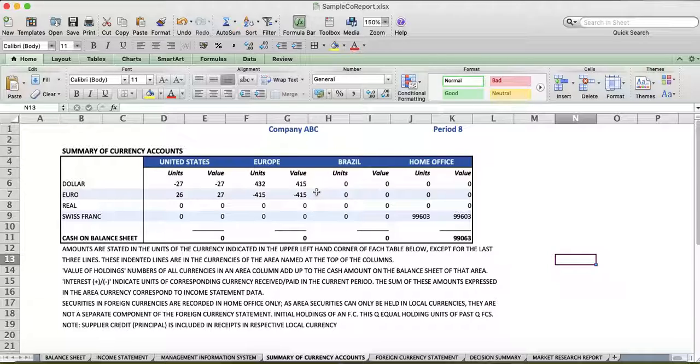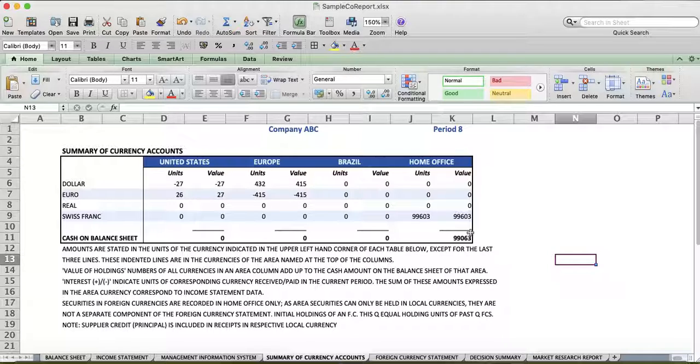The same goes essentially in Europe, where they have the positive balance of dollars in Europe and a negative overdraft of euros in Europe. In the home office, it's a little bit simpler. They have a little positive holding of 99,000.